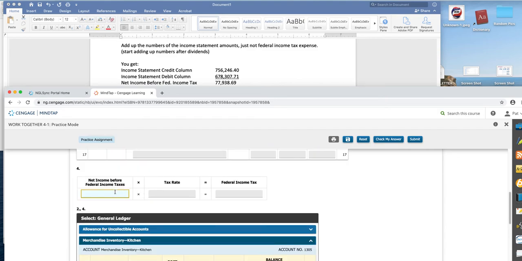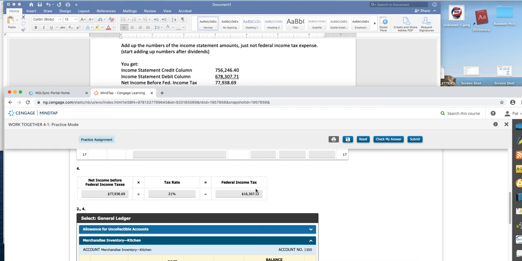So when you get done adding up the column, and again, you might have to get some scratch paper and write it down, $77,938.69 is the number. The tax rate is 21%. And the federal income tax then, when multiplying that, is $16,367.12. Okay? So now, this is our adjustment, so to speak.